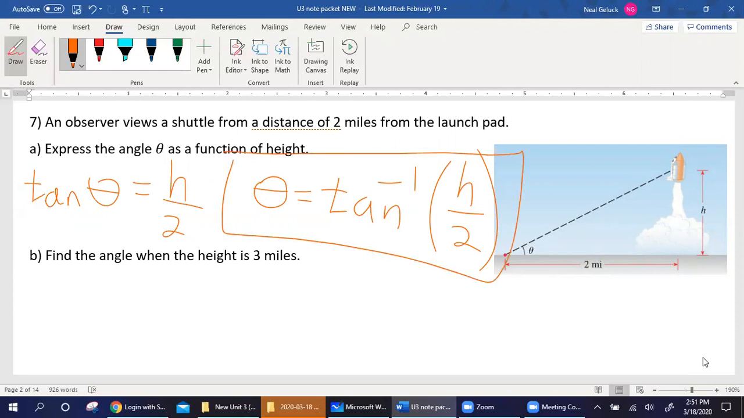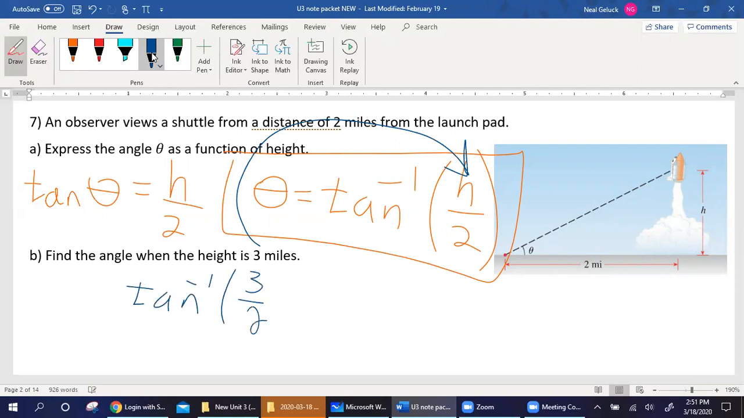So that's all 7A wanted. 7B just says, all right, use that function you just made. So find the angle when the height is 3 miles. So I'm just going to plug in 3. So I'm just going to do the inverse tangent of 3 over 2. It's about 56.3 degrees.